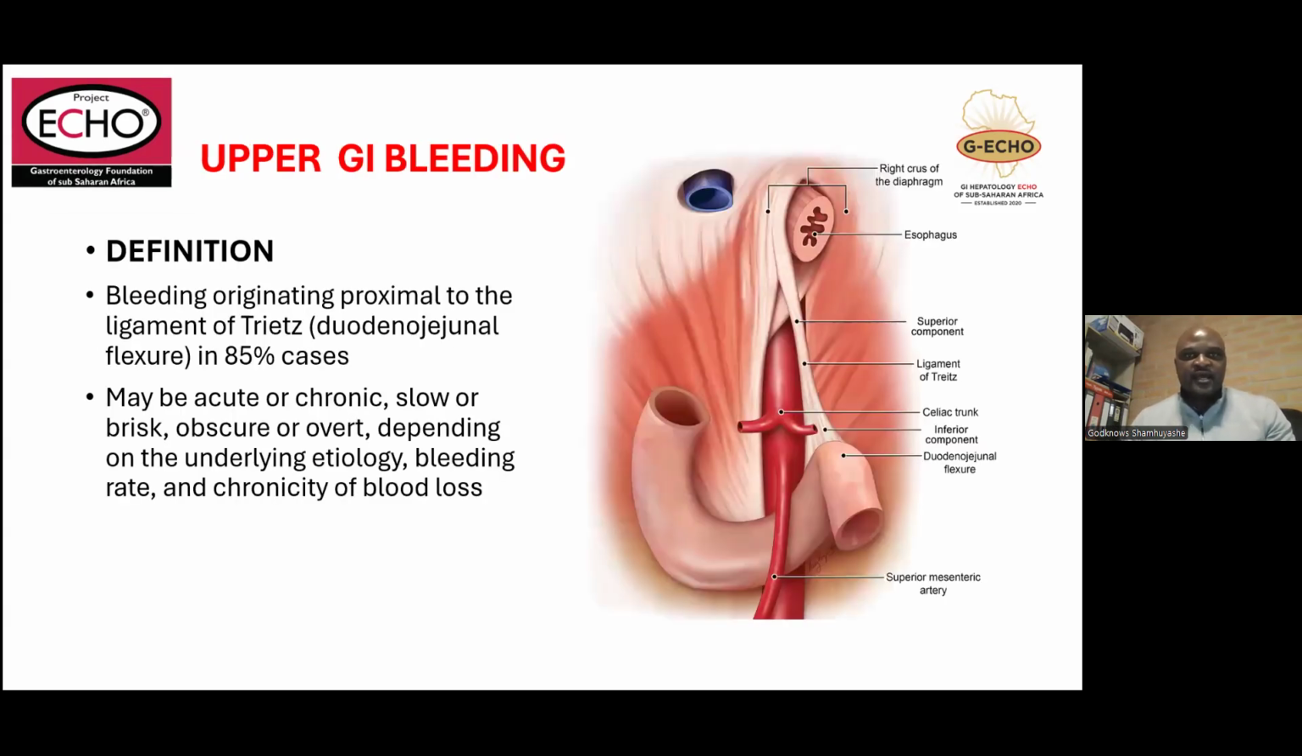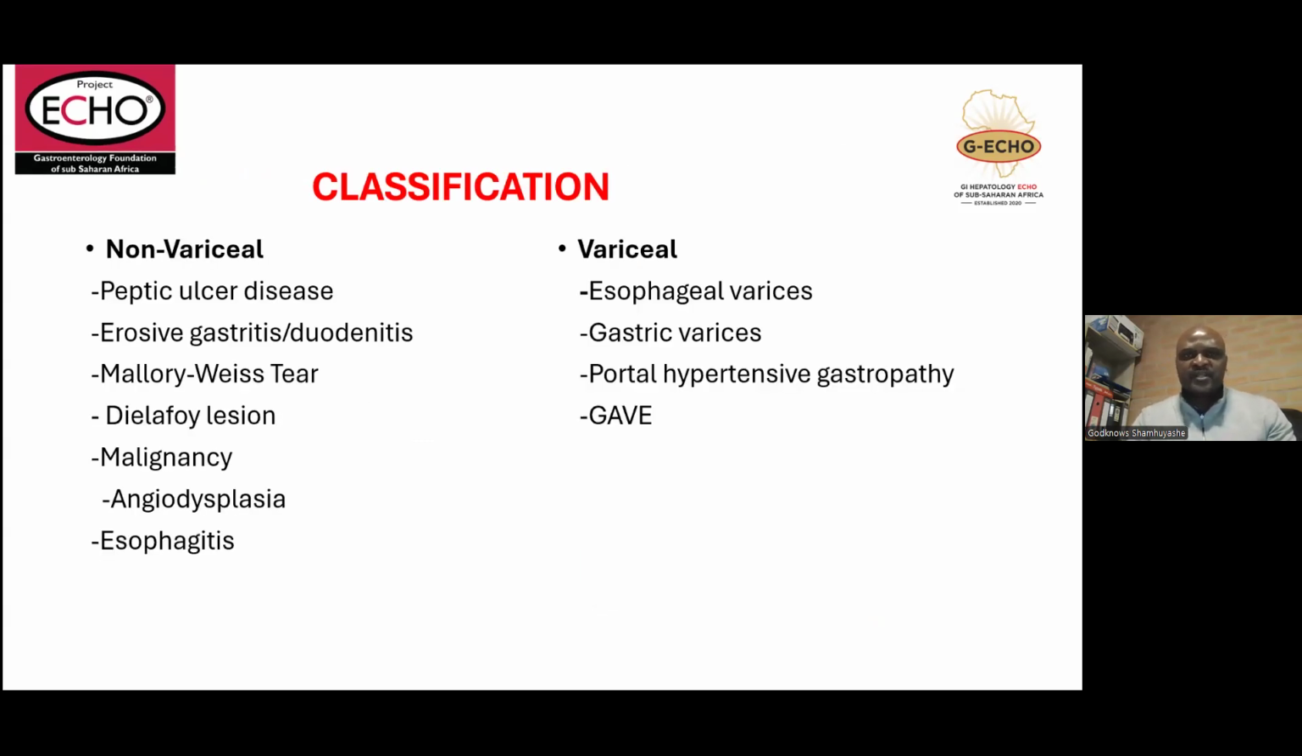What we mean when we say upper GI bleeding is bleeding originating proximal to the ligament of Treitz, that's your duodenal flexure. That's in about 85%. So any bleeding from the mouth up to the duodenal flexure is defined as upper GI bleeding. It may be acute or chronic, slow or brisk, obscure or overt, depending on the underlying etiology, the bleeding rate and the chronicity of the blood loss. It can be classified as non-variceal or variceal bleeding.